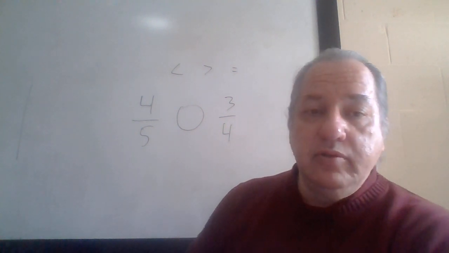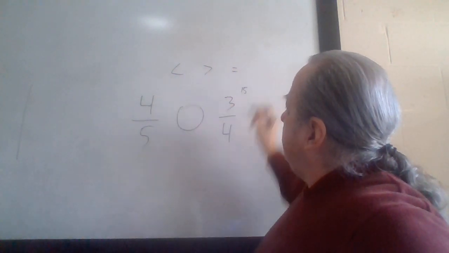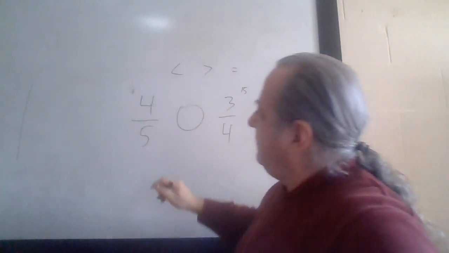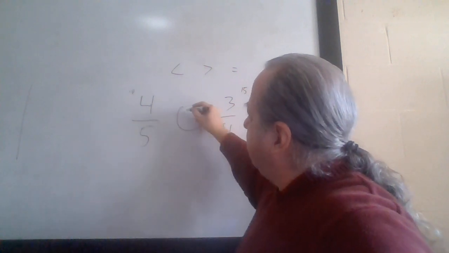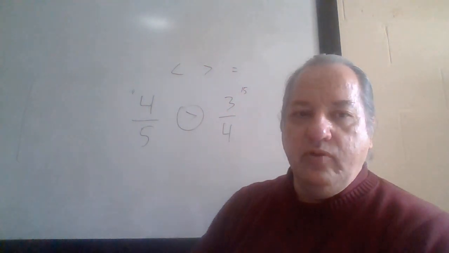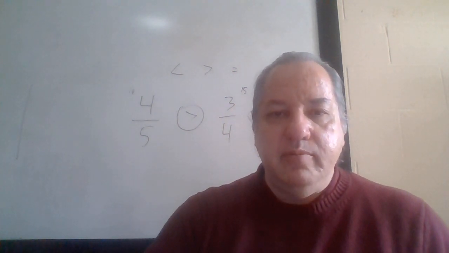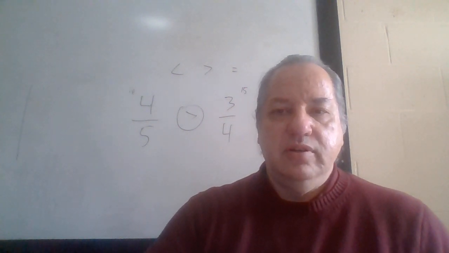Okay, hopefully you went through this one pretty quickly. Multiply diagonally up. 5 times 3 is 15. Multiply up. 4 times 4 is 16. 16 is larger than 15, so this is the greater fraction. So 4/5 is greater than 3/4. Quick, simple lesson, I hope, as long as you remember the process to compare. So that concludes Chapter 5, Lesson 8.